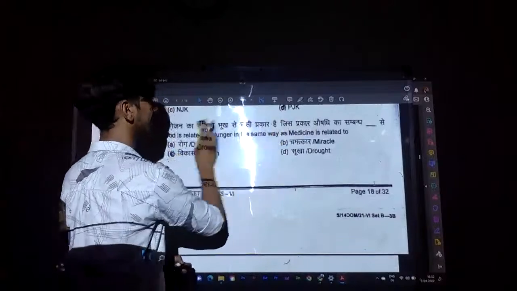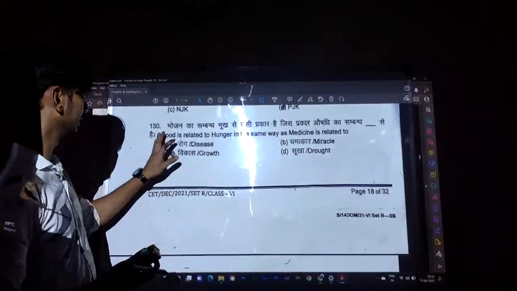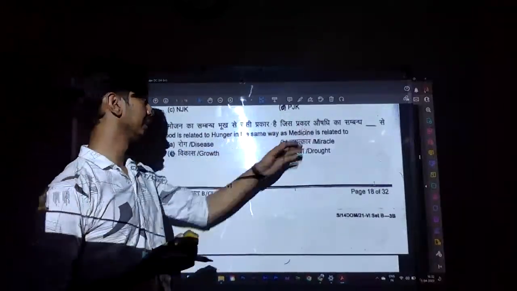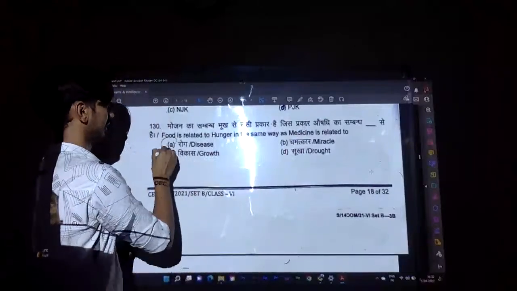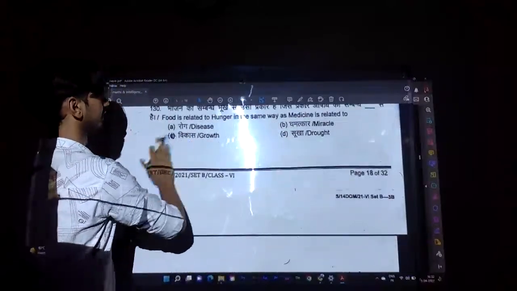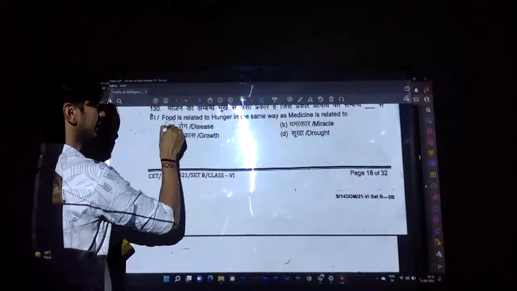In question number 30 of intelligence, food is related to hunger. In the same way, medicine will be related to. Yeah, medicine will be related to disease.